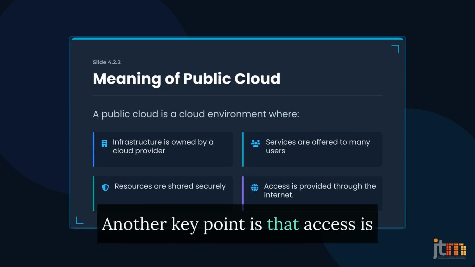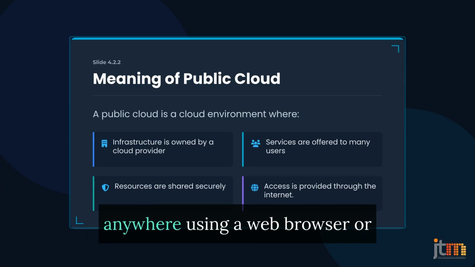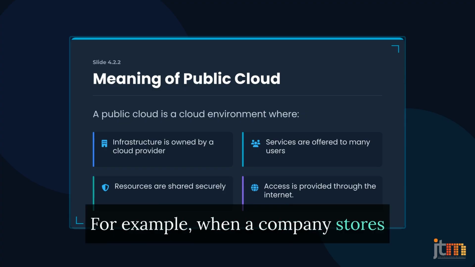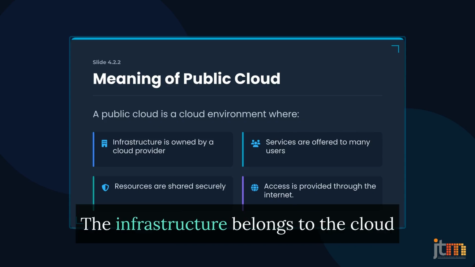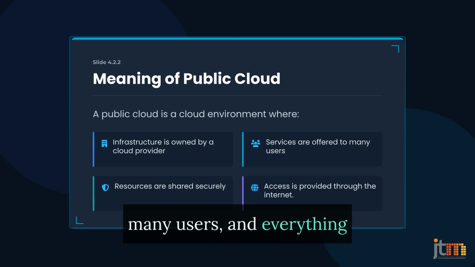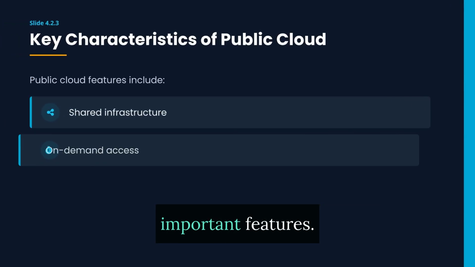Another key point is that access is provided through the internet. Users can connect to the cloud from anywhere using a web browser or application. For example, when a company stores documents in Google Drive or runs an application on AWS, they are using a public cloud. The infrastructure belongs to the cloud provider, the services are available to many users, and everything is accessed through the internet. Public cloud platforms have several important features.